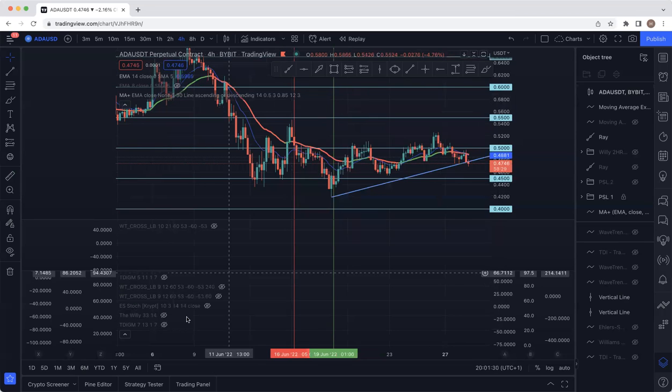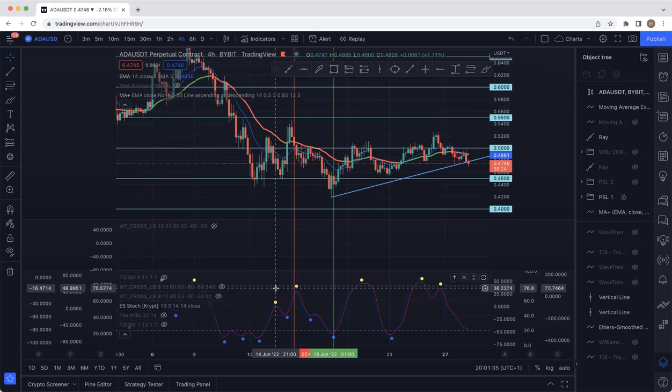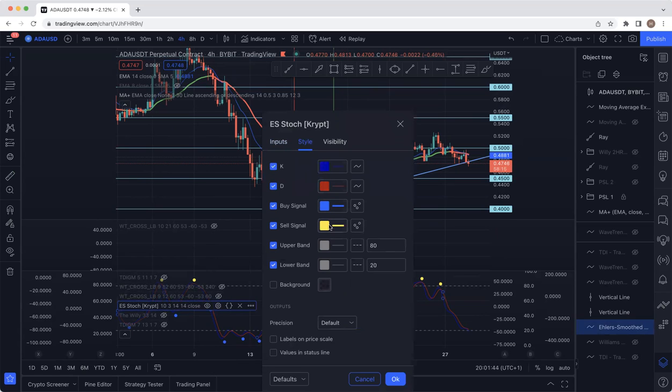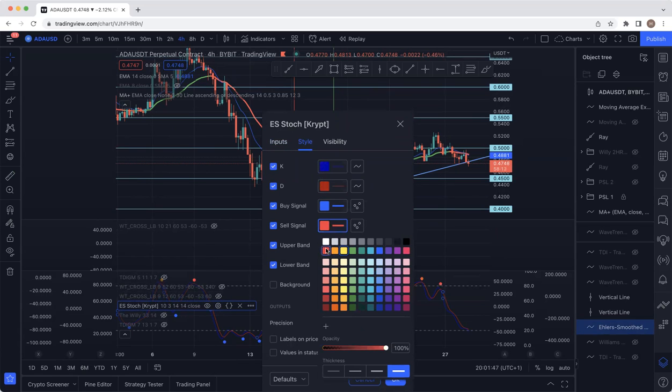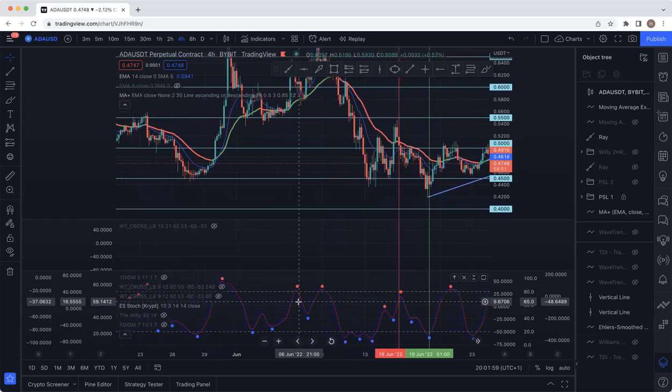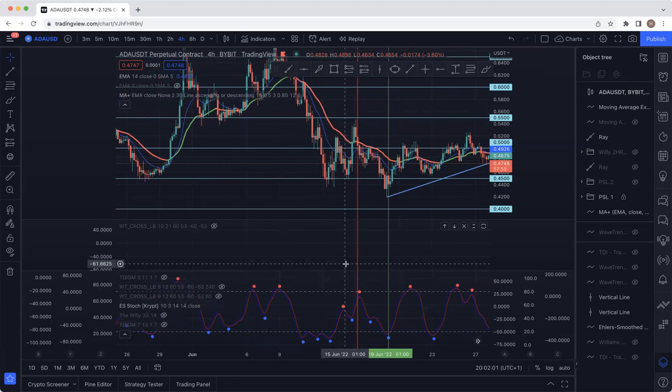When you open it, normally it comes up like this, but I've changed some of the colors. You see a red dot at the top. Let me go and edit it and show you how it would look. Style. You see a red dot like this at the top, and then a blue dot at the bottom. The way this thing works is very, very simple. It follows the same thing as the wave trend cross.